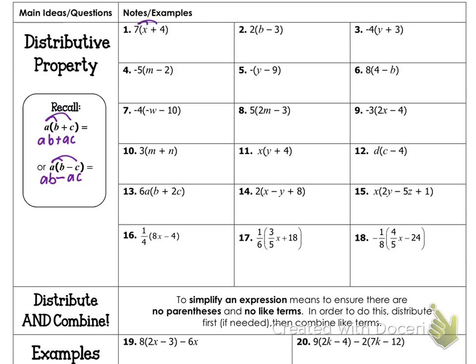So the first one here, the first thing we do is 7 times x, so that's 7x. And then we do 7 times 4, which is 28. And that's your answer. You can't go any farther than that. There's no equal sign. We're just simplifying expressions today.